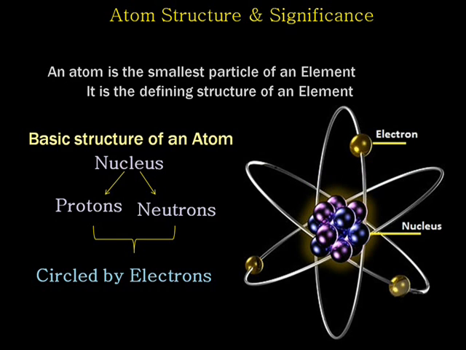Here's another picture that gives us a better idea. Here we see the nucleus in the center, the protons and the neutrons, and the electrons circling around it in orbits or shells.